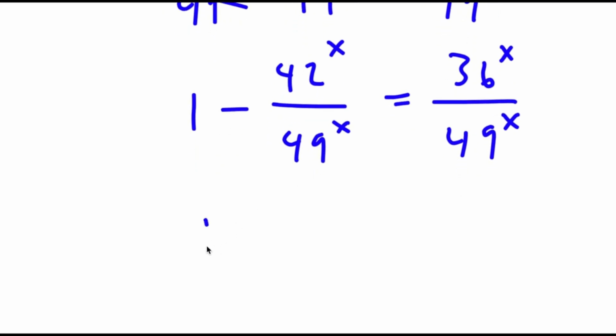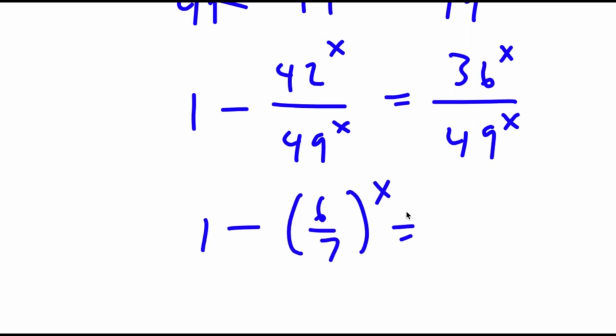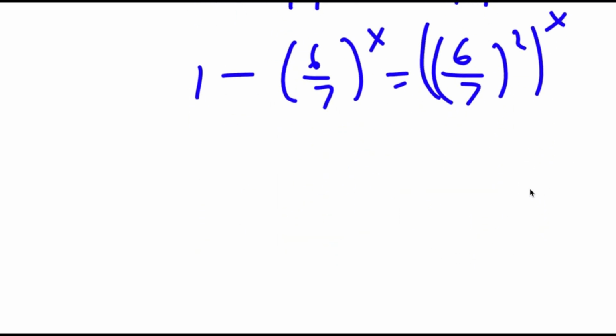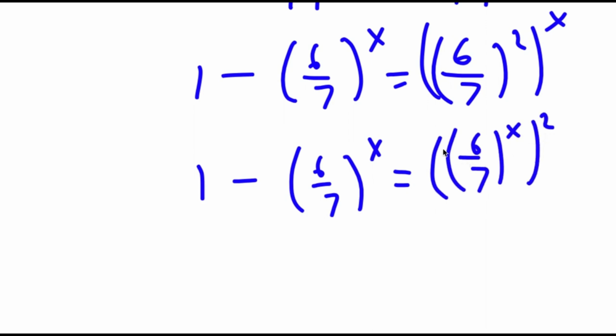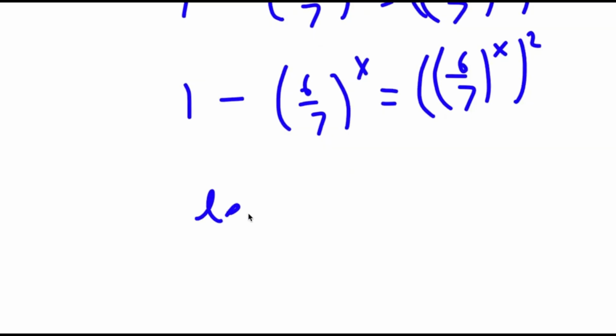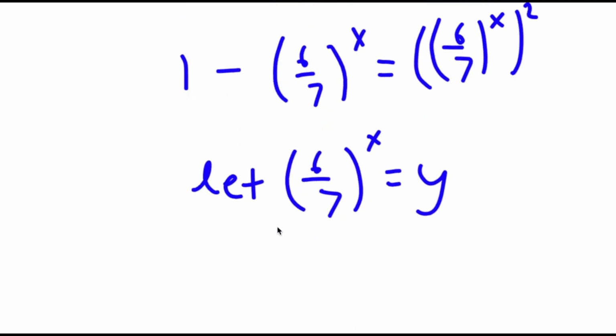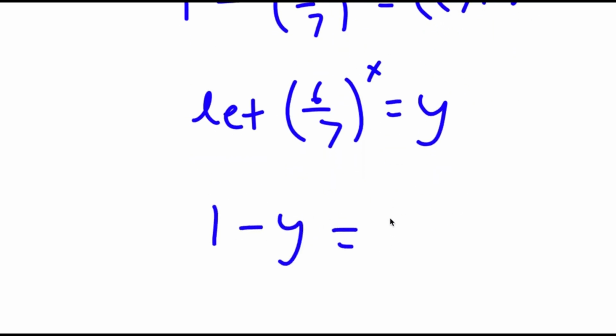Now 42 over 49, that's the same thing as 6 over 7. And 36 over 49, that's the same thing as 6 over 7 squared to the power of x. And now I can actually switch the places of 2 and x. So this is the same thing as 6 over 7 to the power of x squared. Now I'm going to let 6 over 7 to the power of x equal the variable y. So now I have 1 minus y is equal to y squared.